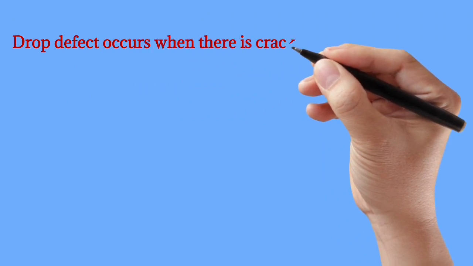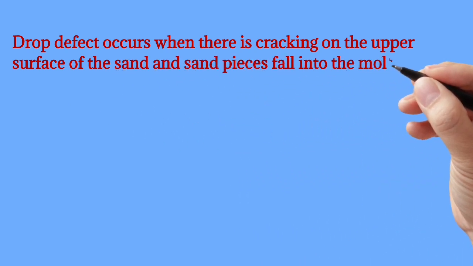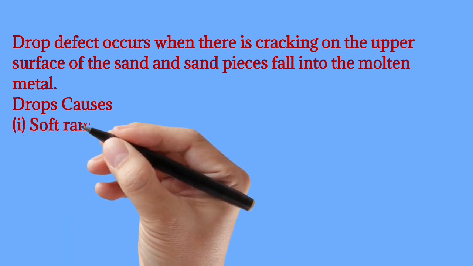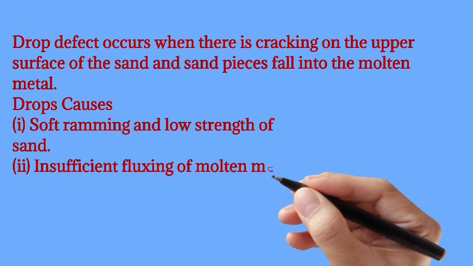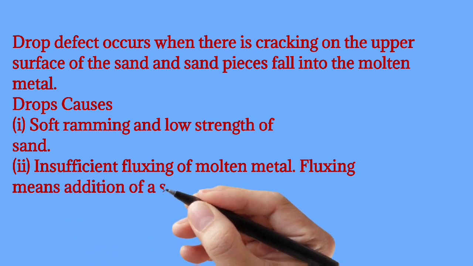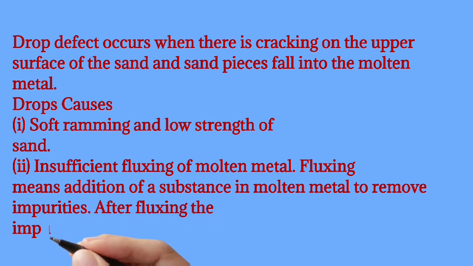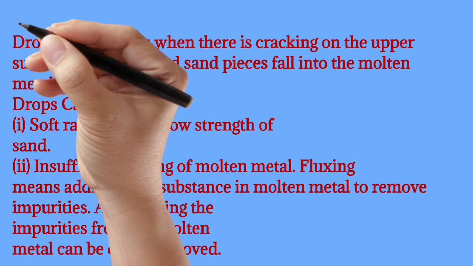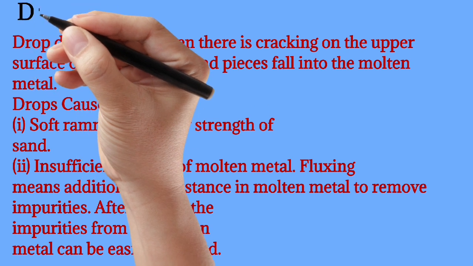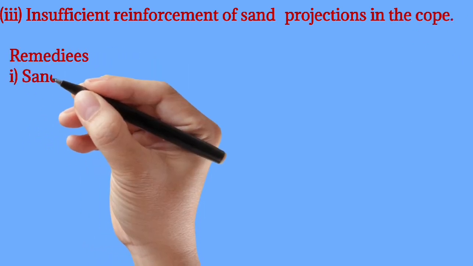Drops defect occurs when there is cracking on the upper surface of the sand and sand pieces fall into the molten metal. Drops causes: soft ramming and low strength of sand. Insufficient fluxing of metal. Fluxing means addition of a substance in a metal to remove impurities. After fluxing, the impurities from the molten metal can be easily removed. Insufficient reinforcement of sand projection in the core.